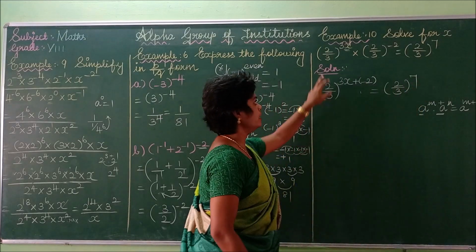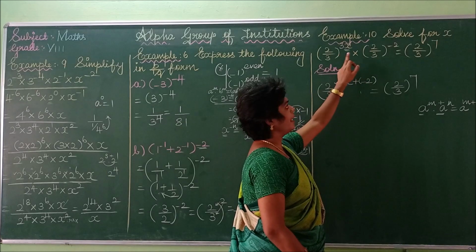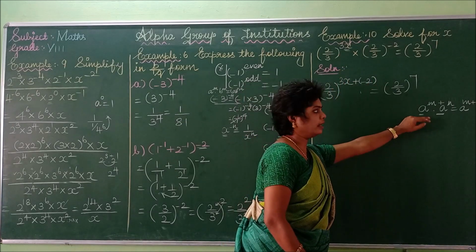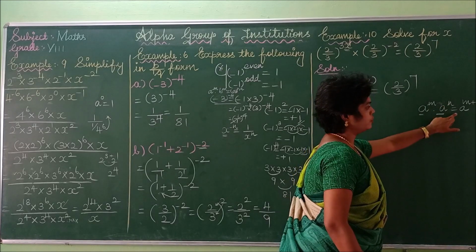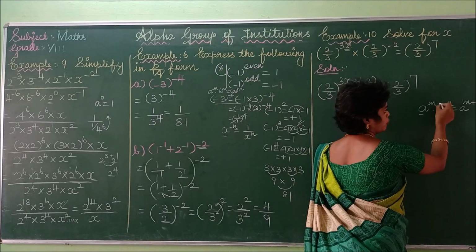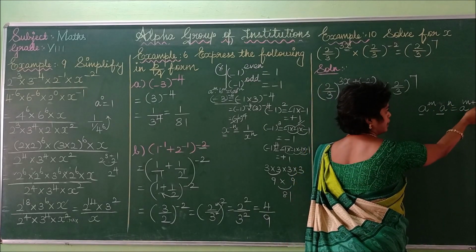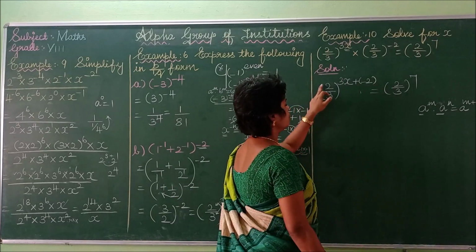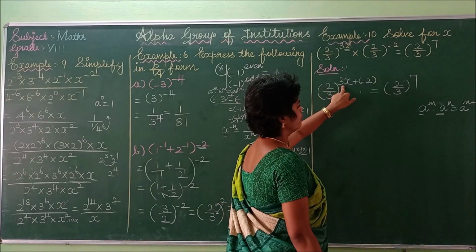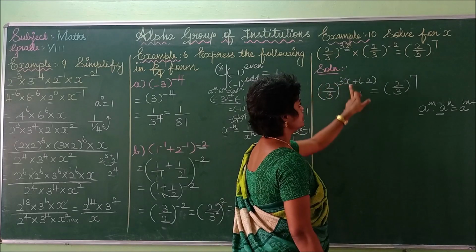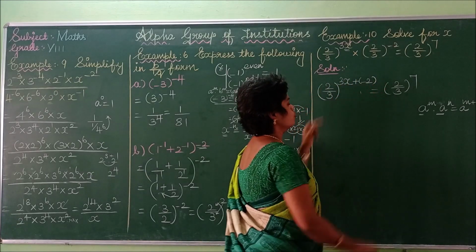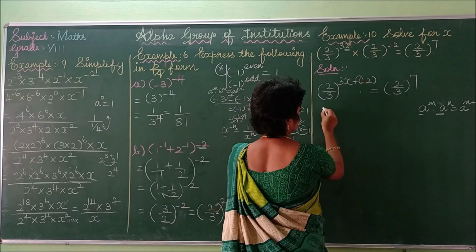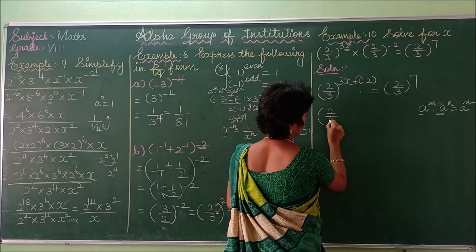So listen carefully. Both the bases are the same. You can add the powers using this law. A power m into a power n, which is equal to, both the bases are the same, you can add the powers, a power m plus n. Similarly, 2 by 3 whole power, what is m here? Your m is 3x plus our n is minus 2. So you can multiply this sign. So the values become 2 by 3.